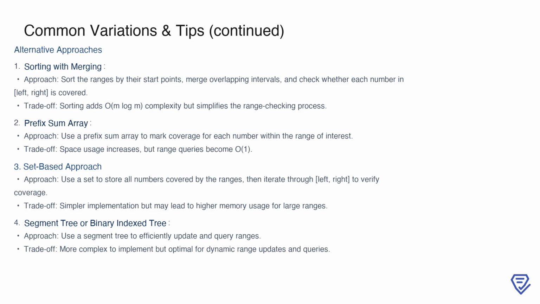A set-based approach is also straightforward: store all covered numbers in a set and then iterate through [left, right] to verify coverage. While simple, this method can consume significant memory for large ranges. Finally, for dynamic scenarios, you could use a segment tree or binary indexed tree to efficiently update and query ranges. Although these structures are more complex to implement, they provide optimal performance for frequent updates and queries. Choosing the right approach depends on the problem's constraints and the trade-offs you're willing to make between implementation complexity, time, and space efficiency.